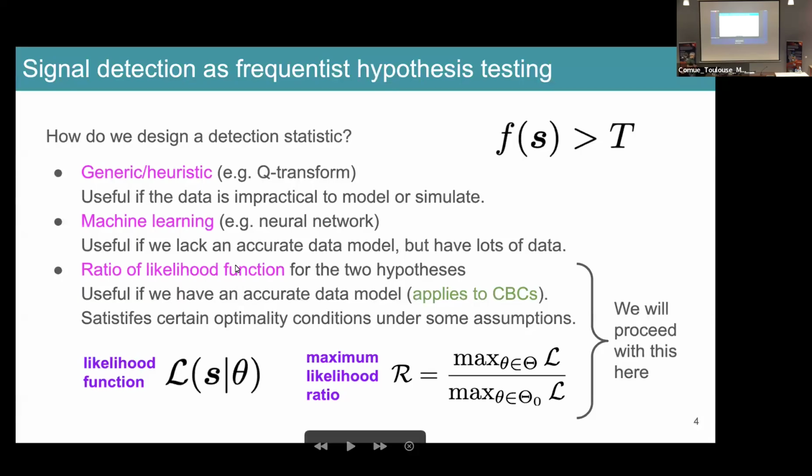So how do we design a detection statistic then? This is our first task. We have different possibilities, in fact, many possibilities, and I've sort of grouped them in three main categories.